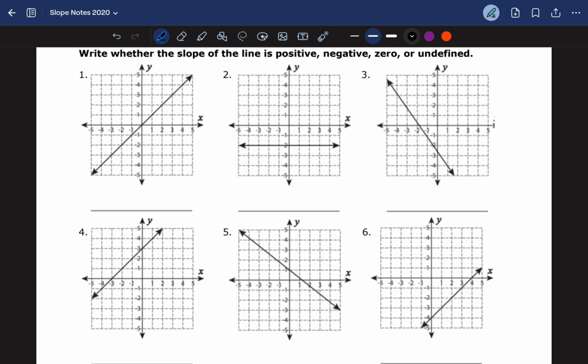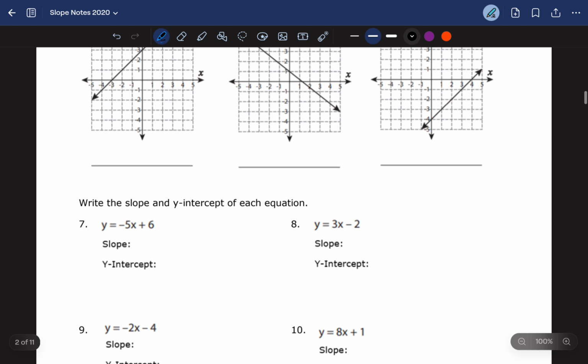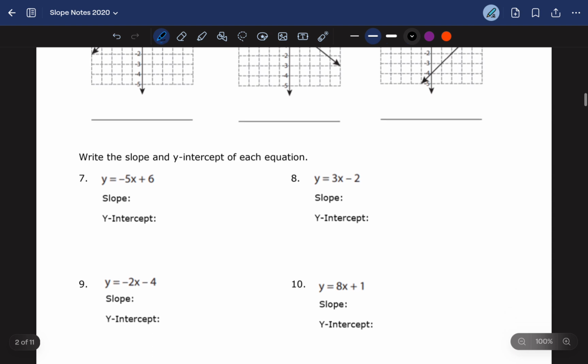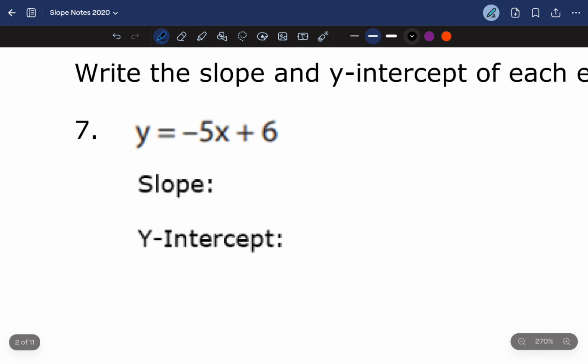So for 1 through 6, you're just going to take a look at the line on the graph and decide whether it's positive, negative, 0, or undefined. And then for 7 through 10, you're going to write the slope and y-intercept of each equation. I'm going to do the first one with you just so you get a good idea of what to do.